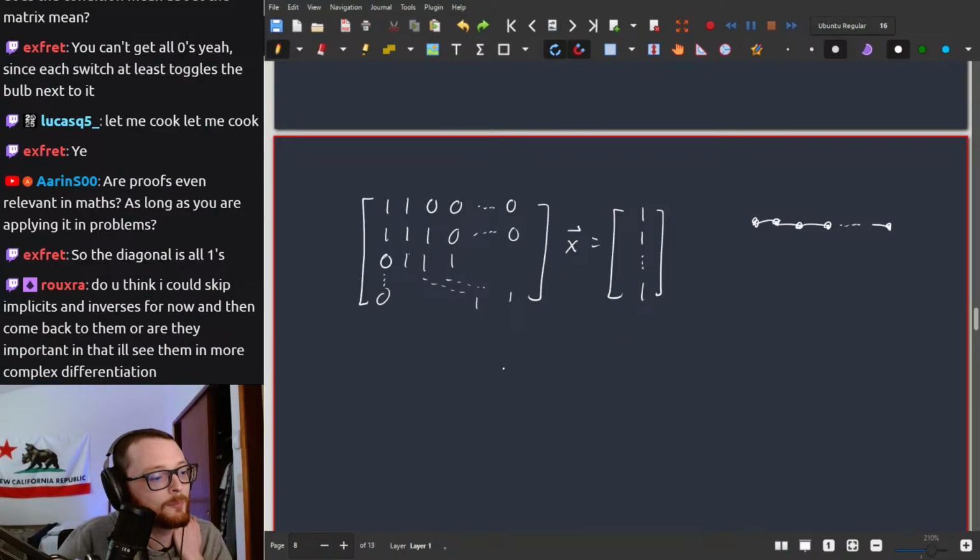Are proofs even relevant in maths as long as you are applying it in problems? I mean, depending on who you ask, math is all proofs. That's all math is. I prefer the applications of math, but math is all about proofs. If you're not proving things, then you're applying it in some way, usually.